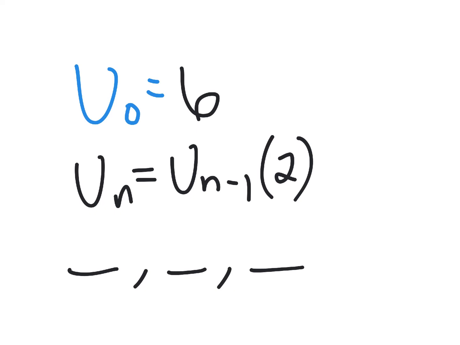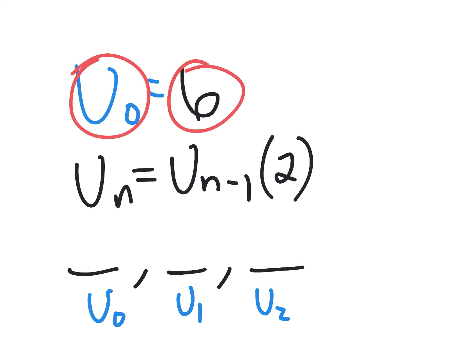Don't get confused by the u sub 0. This is where u sub 0 goes. This is where u sub 1 goes. This is where u sub 2 goes. The very first term, u sub 0, is 6. And then, this means times it by 2. Alexis. 12. And then times it by 2. 24.